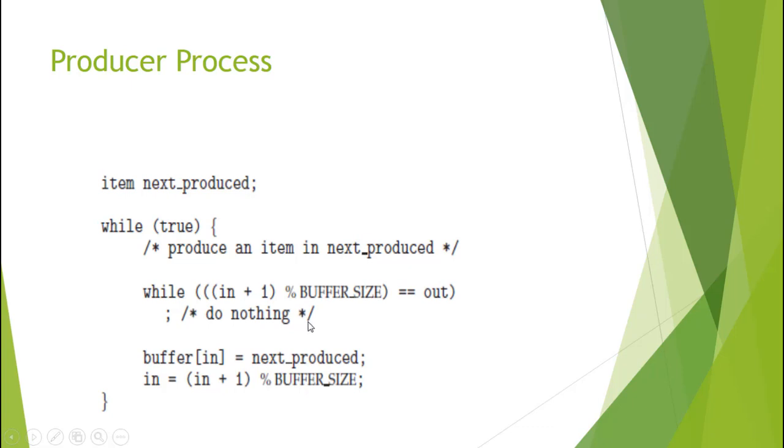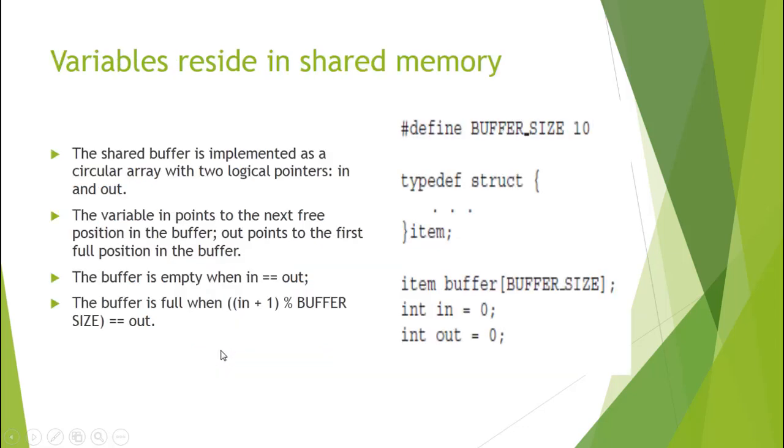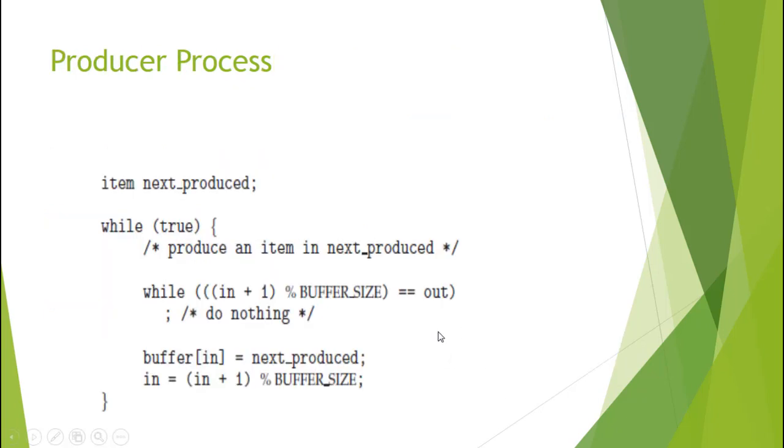If the buffer is not full, then the buffer is an array. Initially we have taken the in value as 0 in the shared memory. If you observe here, the in value is 0. So the first item produced by this producer is stored in buffer of 0. That buffer of 0 will store the item produced. Then the in pointer will point to the next empty location. For that, in order to point to the next empty location, we have taken in plus 1.